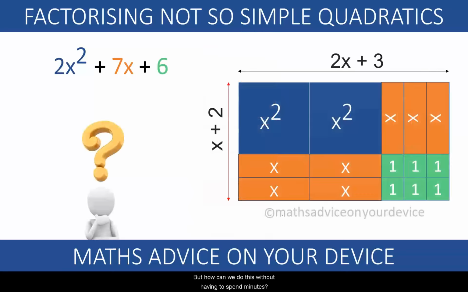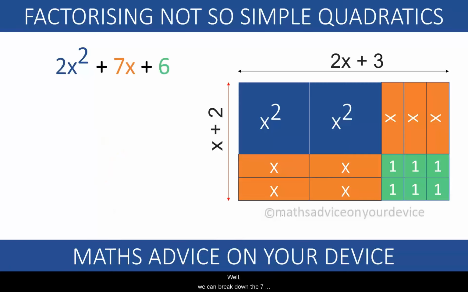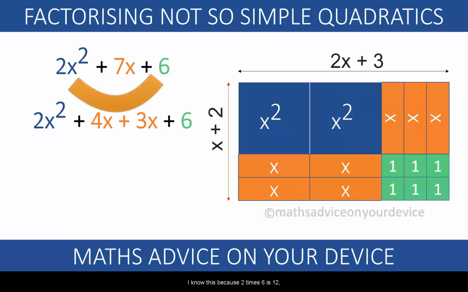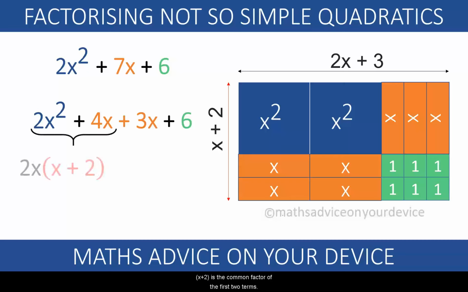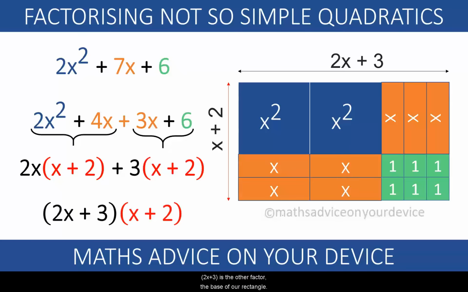But how can we do this without having to spend minutes? Well, we can break down the 7 orange rectangles into 2 groups. One contains 4 and the other 3 orange rectangles. I know this because 2 times 6 is 12, so I'm looking for 2 numbers that multiply to 12 and add up to 7. The height of this rectangle, x plus 2, is the common factor of the first 2 terms. x plus 2 is also a common factor of the last 2 terms. 2x plus 3 is the other factor, the base of our rectangle.